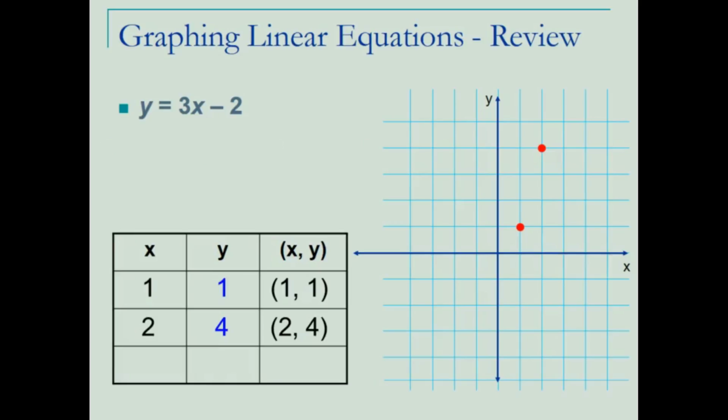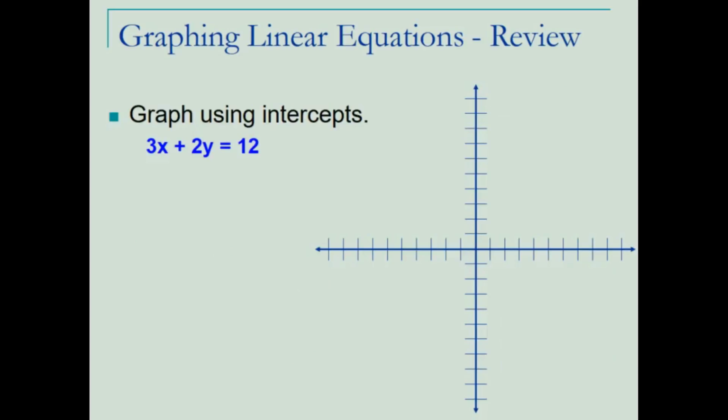It's always a good idea to plot 3 points in the event there was an arithmetic error. So again, we go back to choosing an x value, in this case -1, solving for the corresponding y value of -5, and plotting that point. We're now ready to graph this linear equation by selecting points.